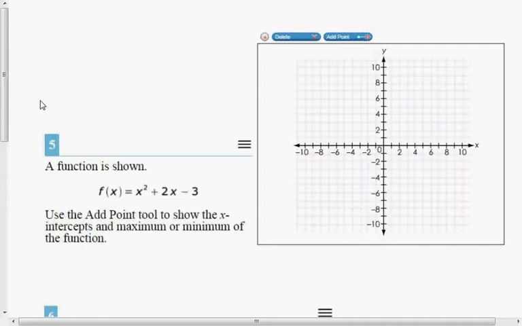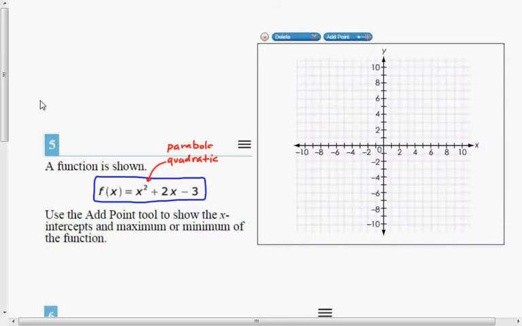Okay, question number 5 can be solved a lot of different ways. It says a function is shown, and that function is given by the equation f of x equals x squared plus 2x minus 3. Because x is squared, we know this is a quadratic equation. And if you've studied quadratic equations, you know the graph will be a parabola.